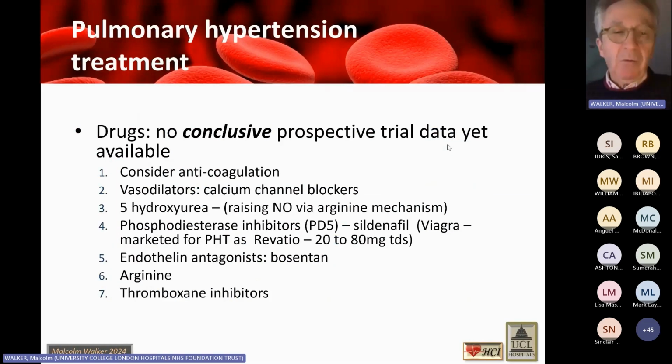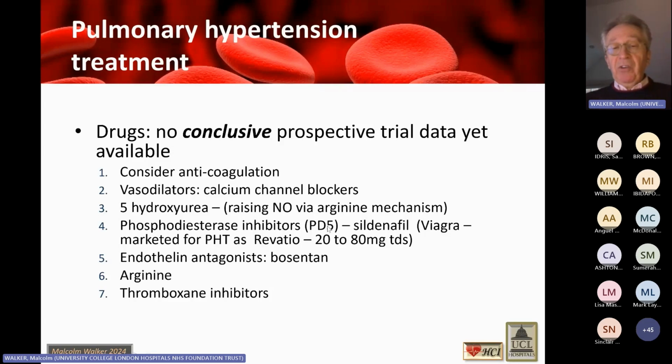Then what you do about it, and that's the real problem, conclusive prospective trial data that you improve outcomes is really weak, if not absent. And so pragmatically, because of the many different factors, we consider anticoagulation. We will consider calcium channel blockers, but they're often impossible because these patients are often hypotensive already, and then they can't tolerate them. Hydroxyurea was really mooted as being a potentially helpful agent, but there's no prospective trial, and it's very, very variable and with its own problems.